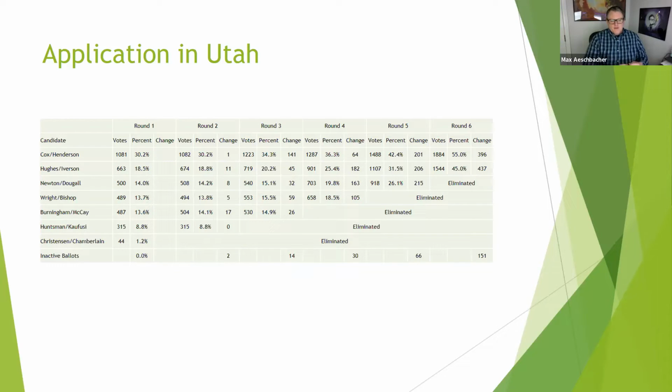Can we scroll back up to the bottom rows? Yep. I always got confused when I first looked at this example because of the way the laws are written in Utah: you have a public primary where anyone can vote. And if you don't get, what did they say, 60% of the vote? Yep. If no one candidate gets 60% of the vote in that election, then you hold an instant runoff election at the caucus.